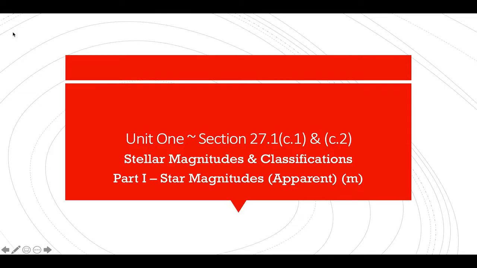Okay, today's lesson we're going to look at section 27.1, C.1. We'll follow it up with C.2. We're looking at stellar magnitudes, that's the C.1. And then star classifications, C.2. On the magnitudes on this first part, I'm breaking it into two parts. We're going to be looking at star magnitudes on what we call apparent magnitudes. And that is abbreviated by little m that you see there in the title slide.